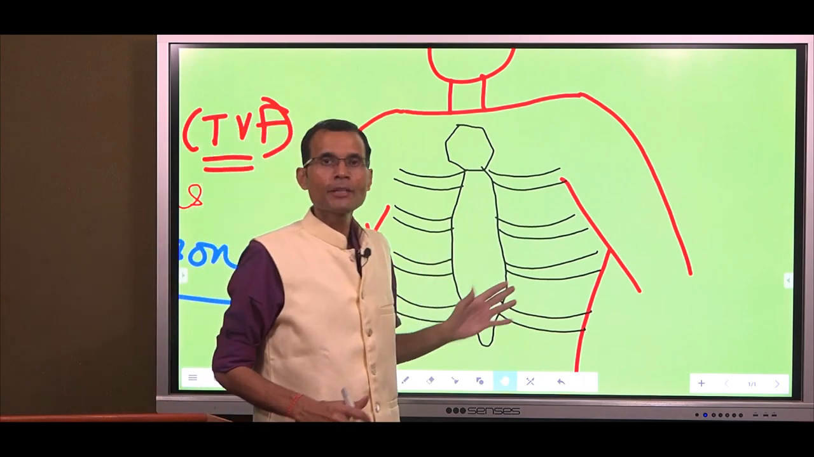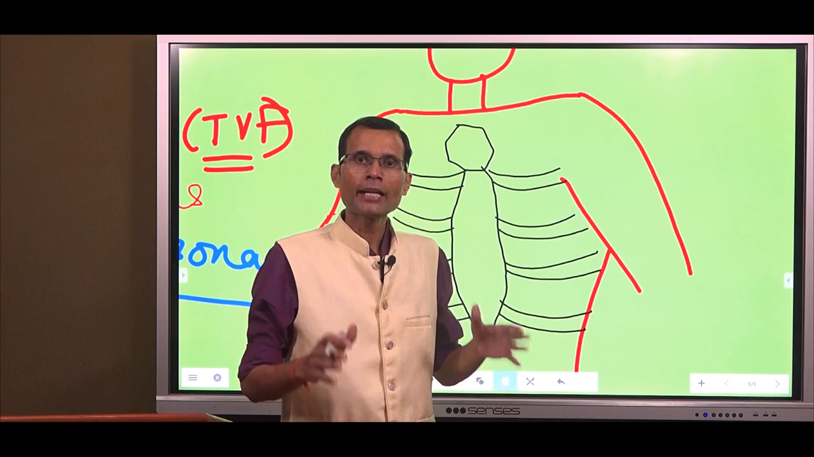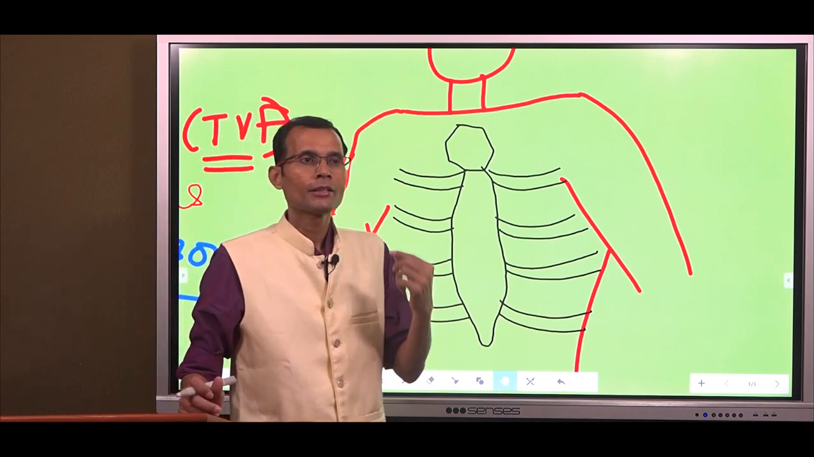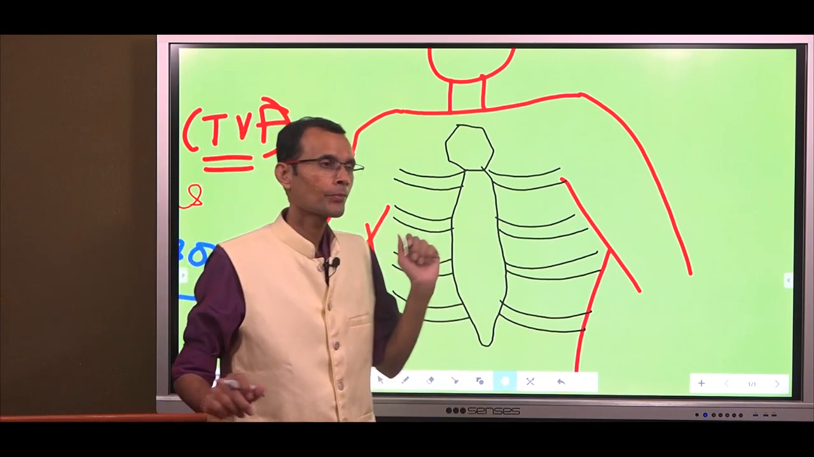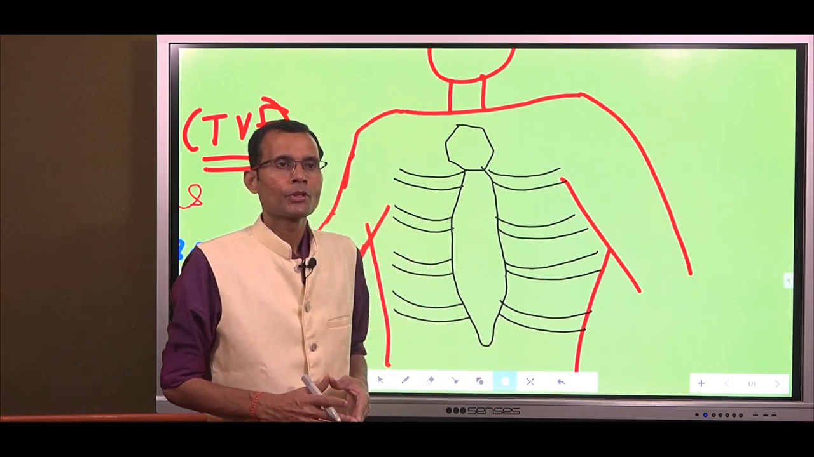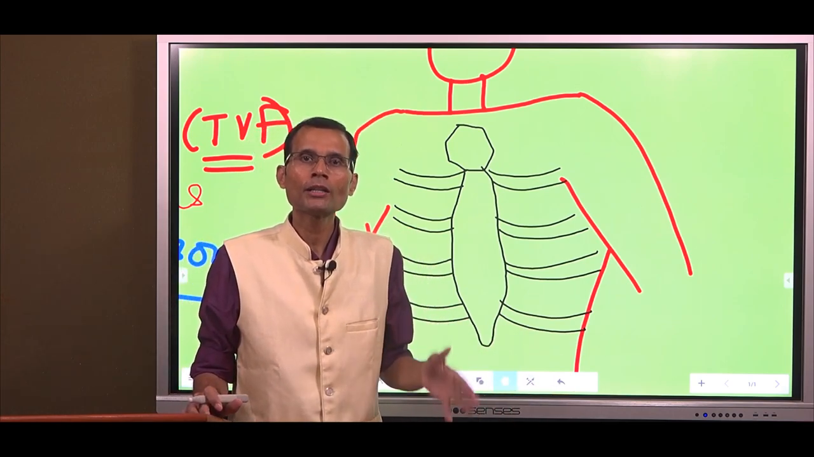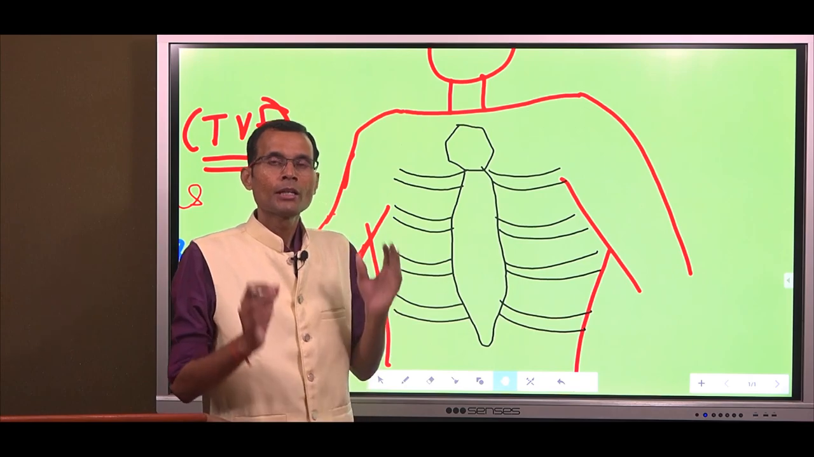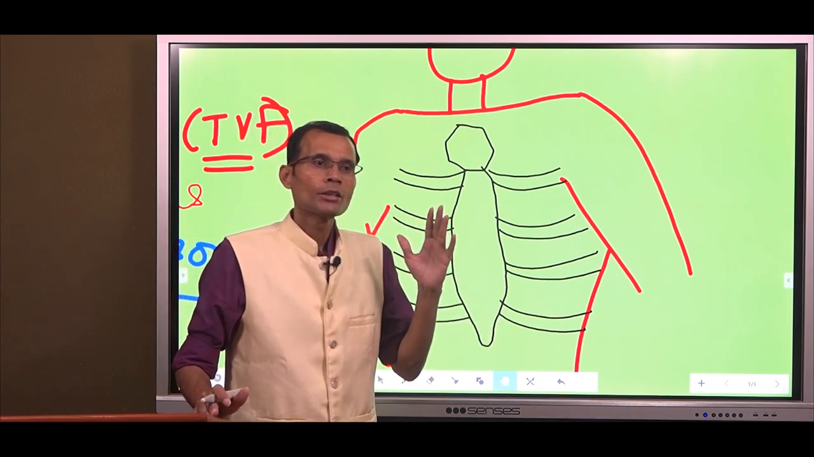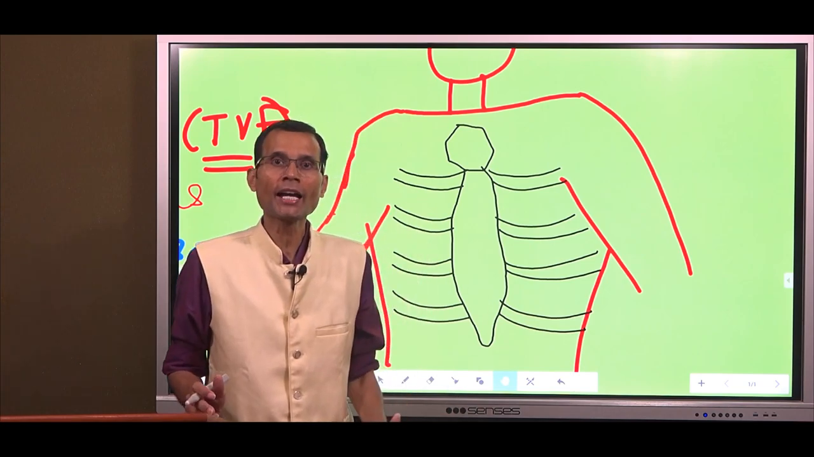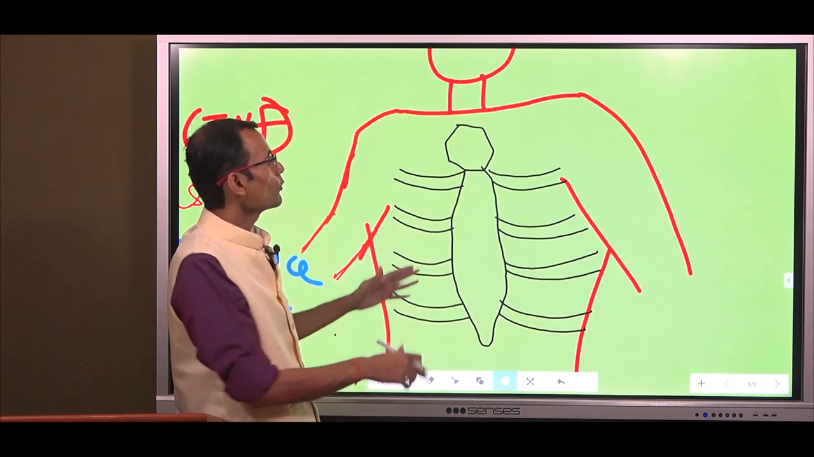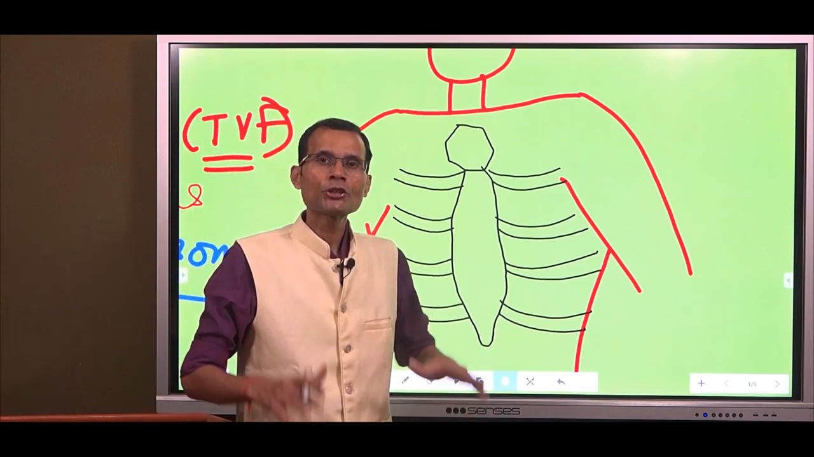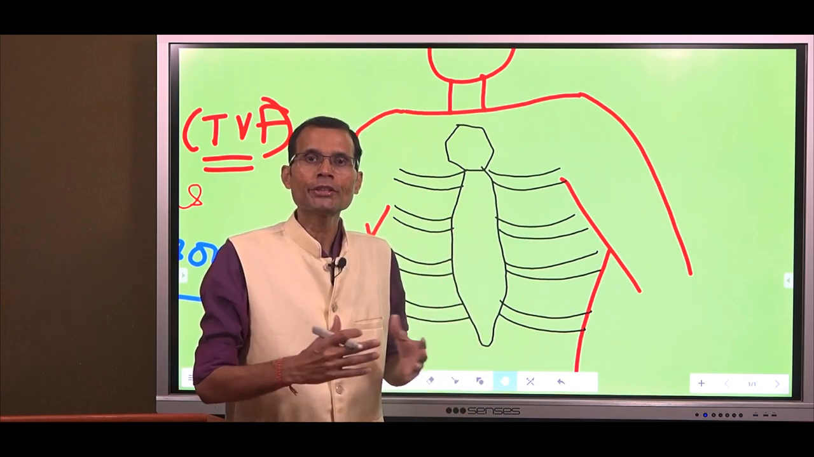Now, coming to this particular test, tactile vocal fremitus. The patient is going to say a particular word repeatedly. What should be that word? The word should be 111 or 999. Why is that? Listen to the answer. The word should have a nasal twang. I repeat once again. The word that the patient is going to repeat should have a nasal twang, the nasal tone to it.